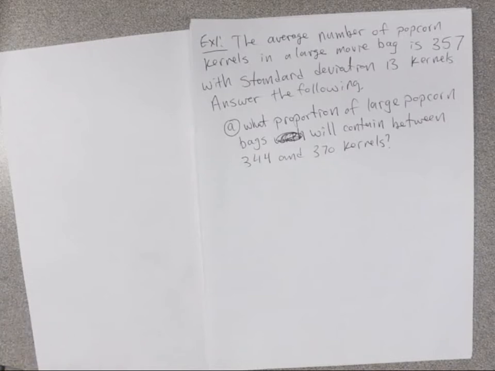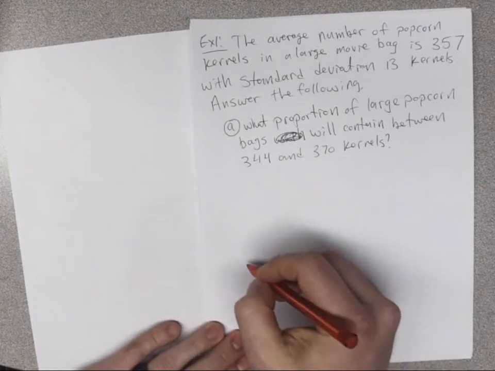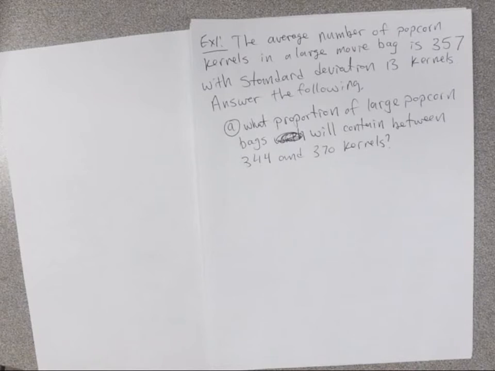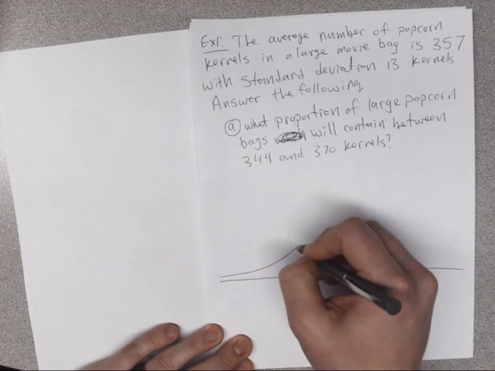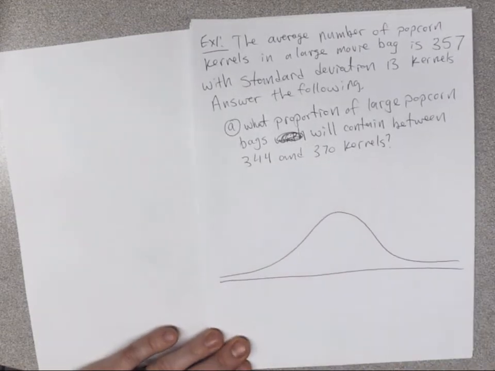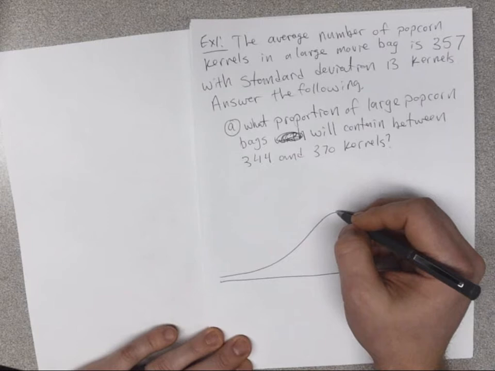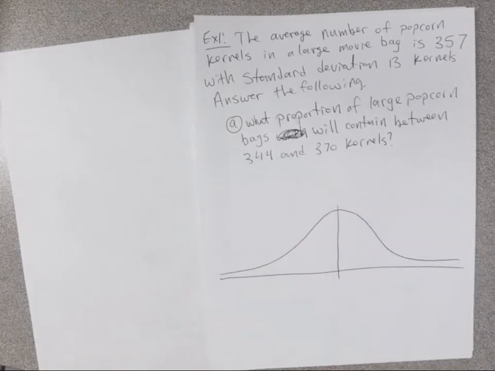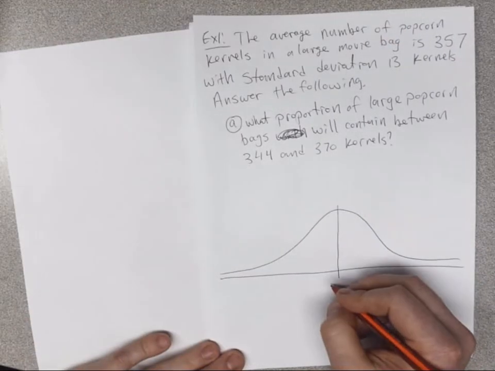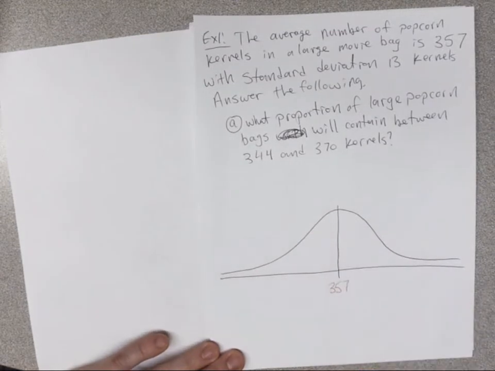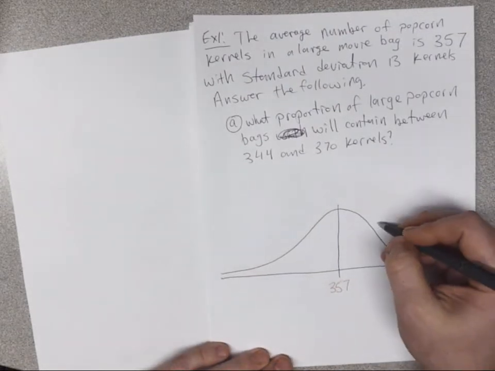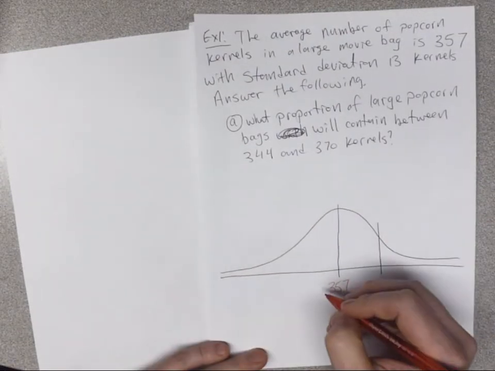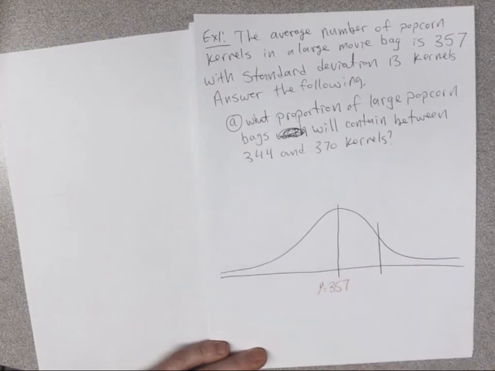So the easiest thing to do here is to draw out the empirical rule, an actual graph. So let's do that. I'll draw one real quick here, just like this. And I know my mean is here, and it told me my mean in the problem was 357. And I know my standard deviation is 13. So if I go plus 1 standard deviation, that's here. And I should write mu equals 357 right here.